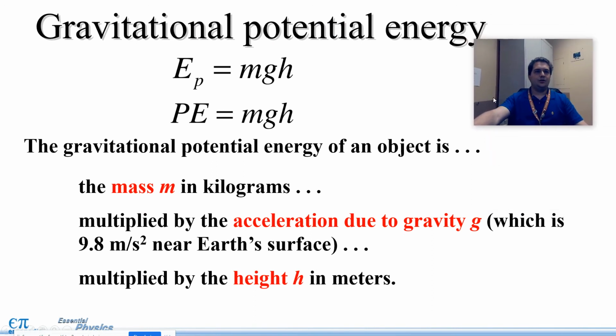Okay, so the gravitational potential energy of an object is the mass in kilograms multiplied by the acceleration due to gravity, G, which is 9.8, multiplied by the height in meters. Everything I've been saying.